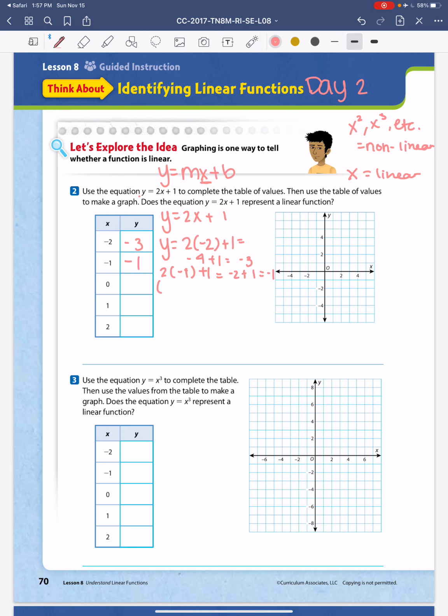Then we have for 0, 2 times 0 plus 1 is just 1 because 2 times 0 is 0, plus 1 is 1. Then we have 2 times 1 plus 1, which is equal to 3 because 2 times 1 is 2, plus 1 is 3. And then finally we have 2 times 2 plus 1, which is 5. All right, and then we're just going to go ahead and graph these.